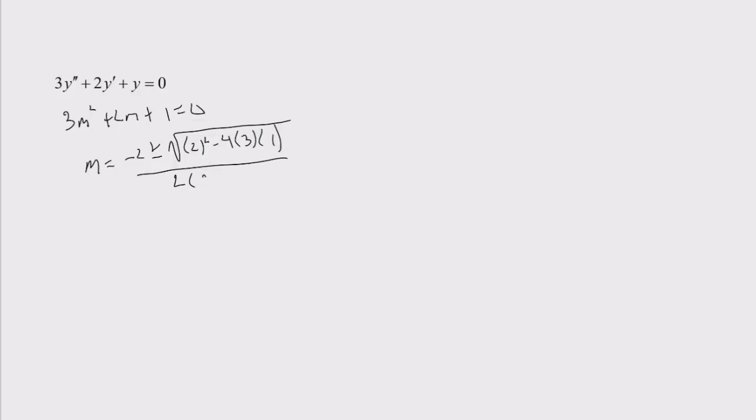All right, thought it'd be worth revisiting this one more time in case the devil was in the details last time. So convert this into my auxiliary equation: 3m squared plus 2m plus 1 equals 0. So we got m equal to negative 2 plus or minus the square root of 2 squared minus 4 times 3 times 1, all over 2 times 3.